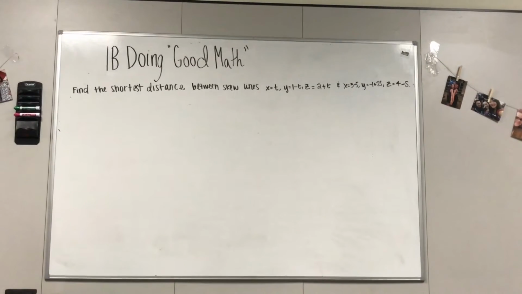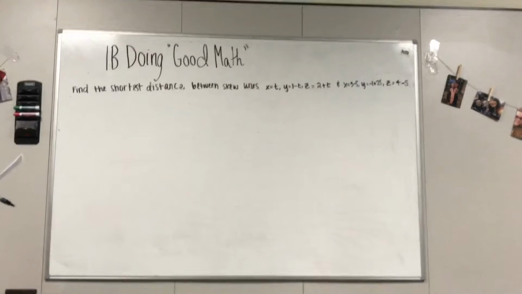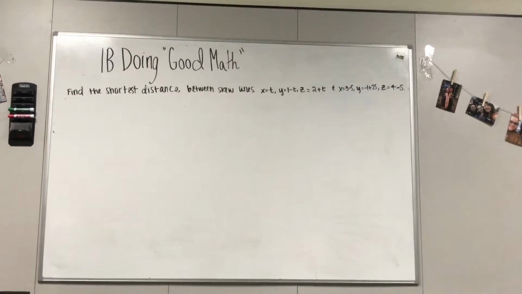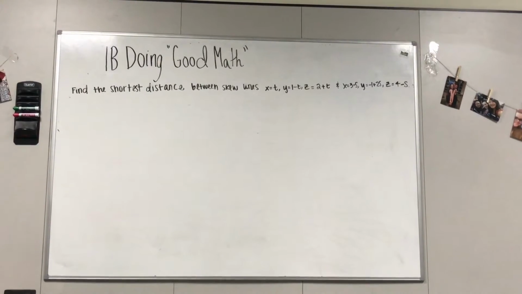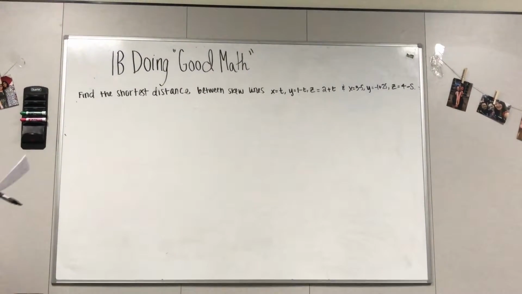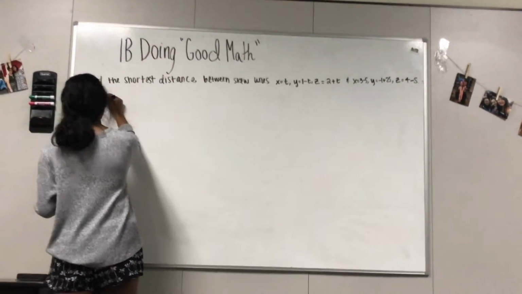The problem that we're going to be solving is: find the shortest distance between skew lines. Line 1 would be x equals t, y equals 1 minus t, z equals 2 plus t. And line 2, x equals 3 minus s, y equals -1 plus 2s, and z equals 4 minus s. The first step is to write the two equations in vector form.